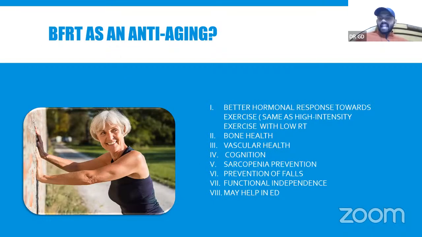So BFRT as an anti-aging tool, this is the new code. BFRT improves the hormonal response towards exercise, it improves bone health, it improves vascular health, and new studies also focus on improving cognition with BFRT due to better nitric oxide. Nitric oxide is one of the very essential things for your body. When nitric oxide is higher, it improves the blood flow to the brain also. So better blood flow to the brain reduces the aging effect on the brain. It reduces the onset of dementia. So definitely BFRT is one of the best things to do in geriatric cases.